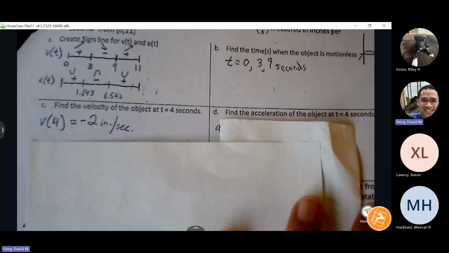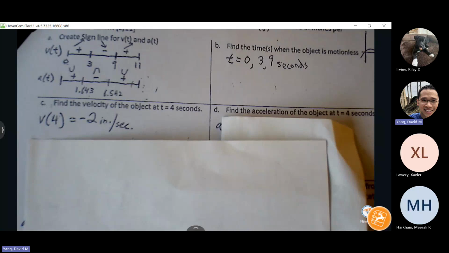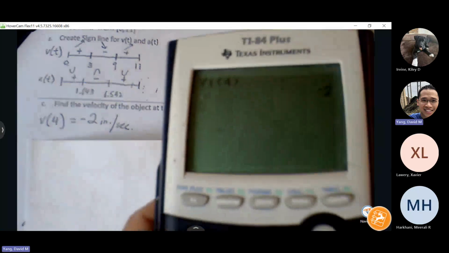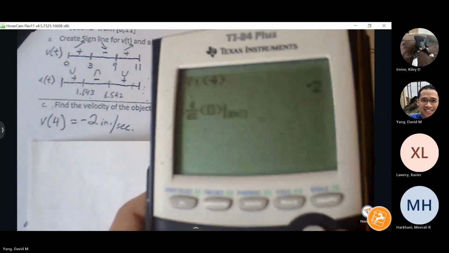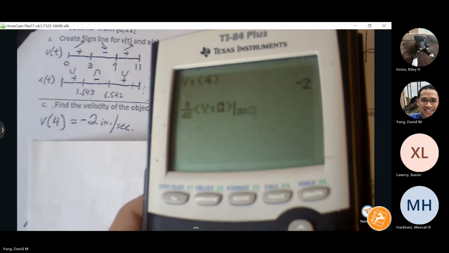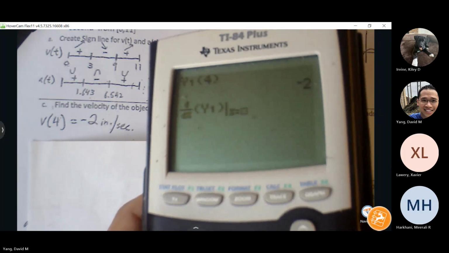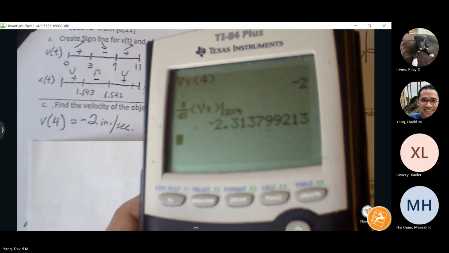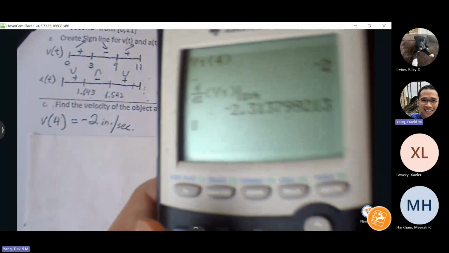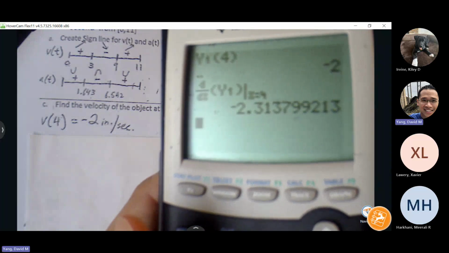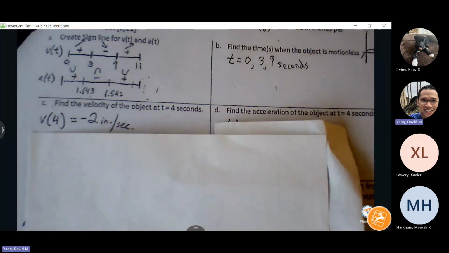Okay, part D, find the acceleration. So acceleration requires the what of velocity? Derivative, right? So now you got to do math 8 and derivative. What's our unit of measure here? Per second. Yeah, inches per second per second, or inches per second squared.